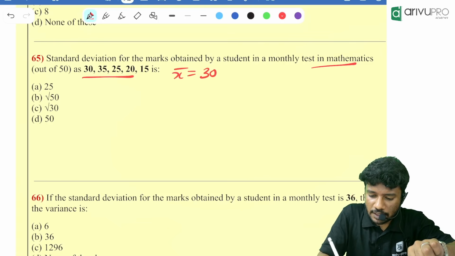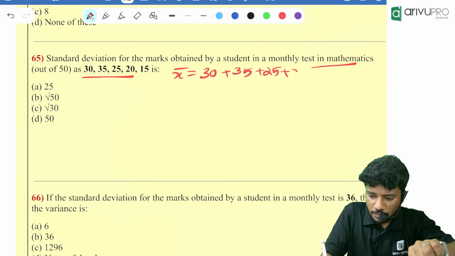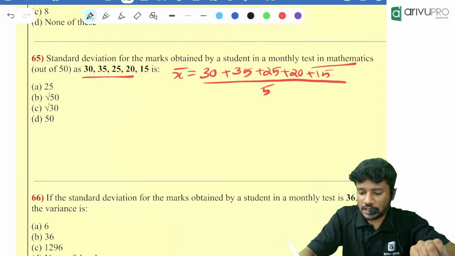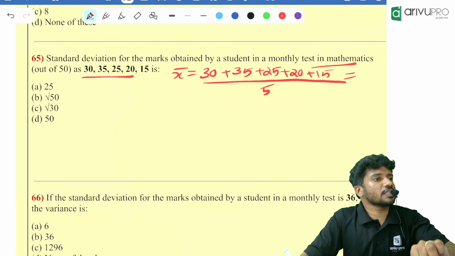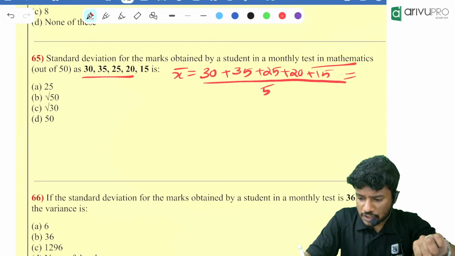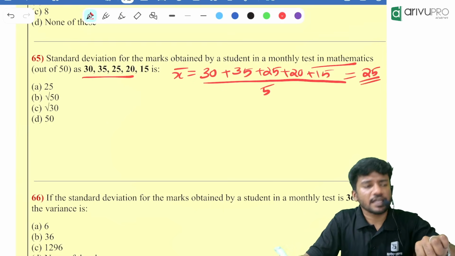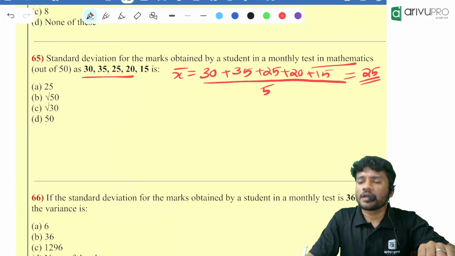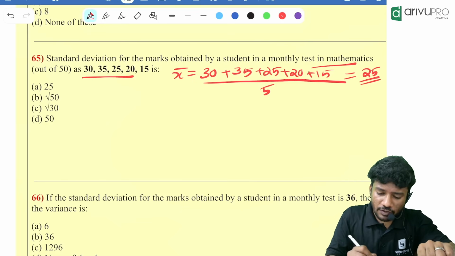X bar is how much now? That is 30 plus 35 plus 25 plus 20 plus 15 divided by how many terms are there in total? 5 terms are there. X bar is equal to 25. Everyone got 25? Yes, 25 is the X bar. Once you have the mean, how to find the standard deviation?